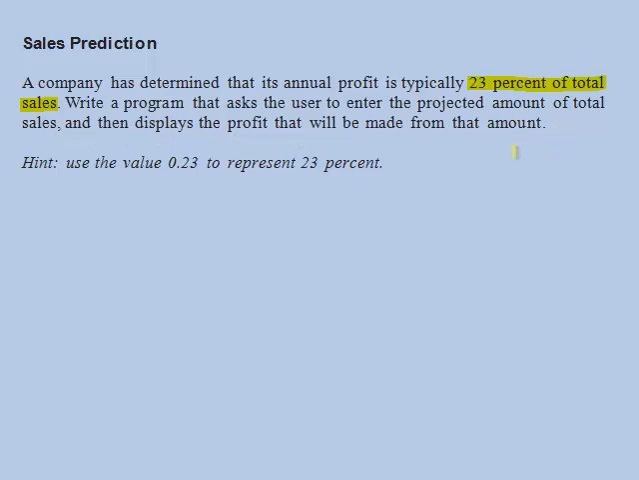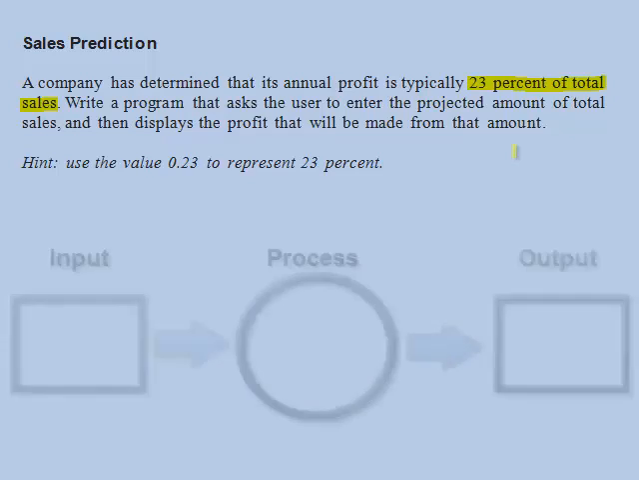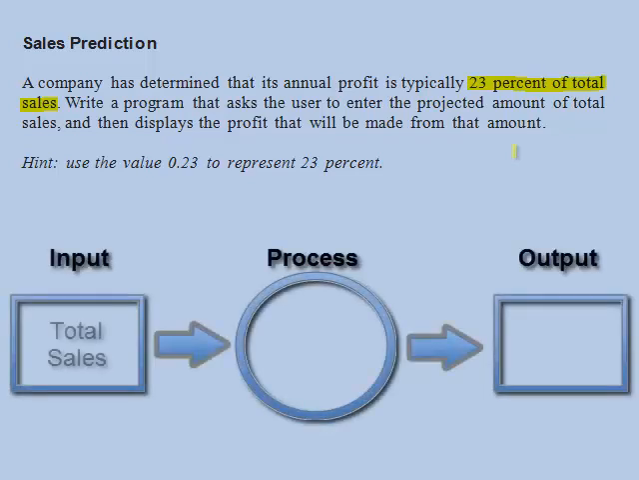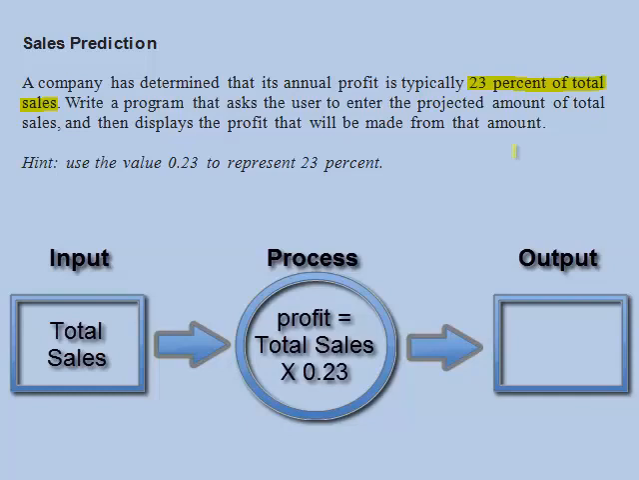So this is going to be a program that a company can use to predict the amount of profit it will make at the end of the year based on a projected amount of sales. Now, the program is going to work like this. The user will provide the amount of total sales as input. The program will calculate 23% of that input, and then it will display the result as the projected profit.